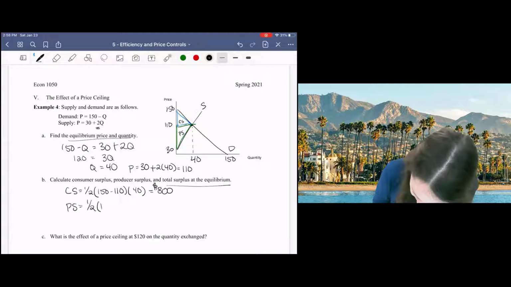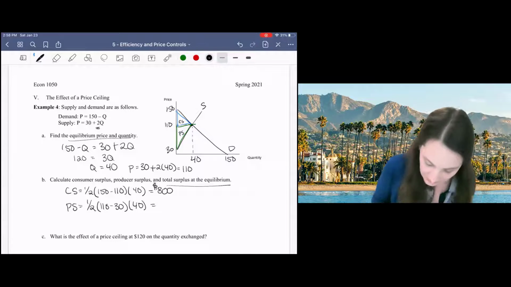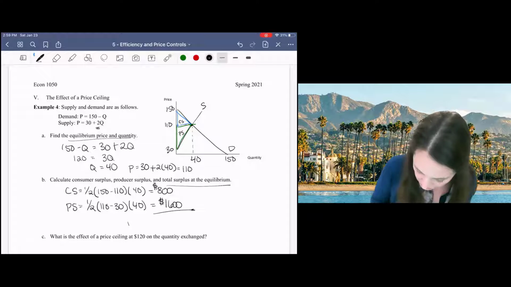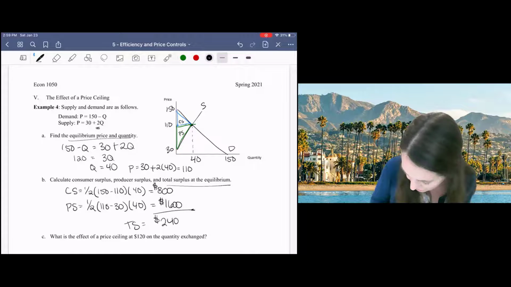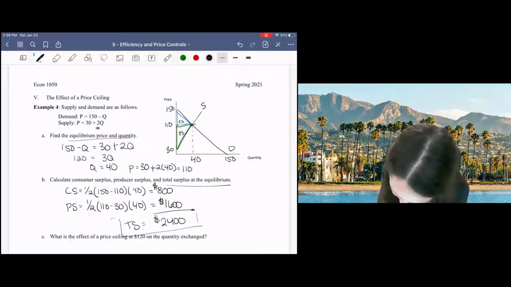For producer surplus, the height is 110 minus 30, and again, the width is the quantity, so that's 40, and that gives us $1,600 in surplus. So total surplus is just the sum of those two, since those are the only two groups we have affected by this market, and so we got $2,400.